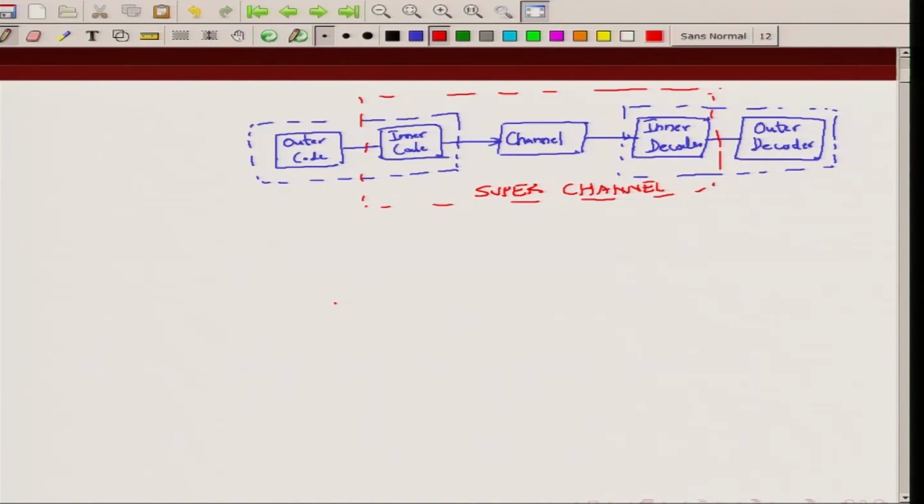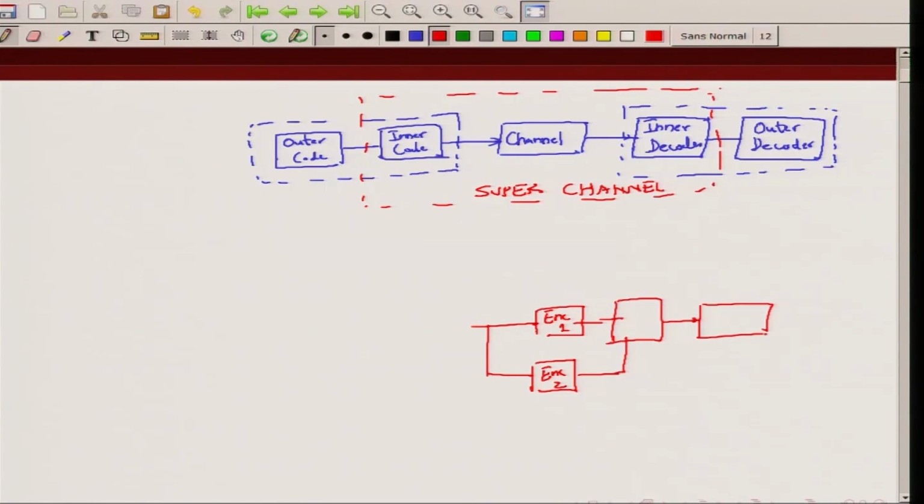Now, there could be a configuration where two encoders are connected in parallel. So, you have two encoders, they are connected in parallel. This is your encoder 1, encoder 2, you could have it like this, or you could have a combination of both. So, you have some parallel concatenation, this is a combiner, and then you have another code, encoder 3, which is serial. So, this is a combination of parallel concatenation and serial concatenation. This is like hybrid concatenation. So, there are various ways in which you can concatenate two codes.